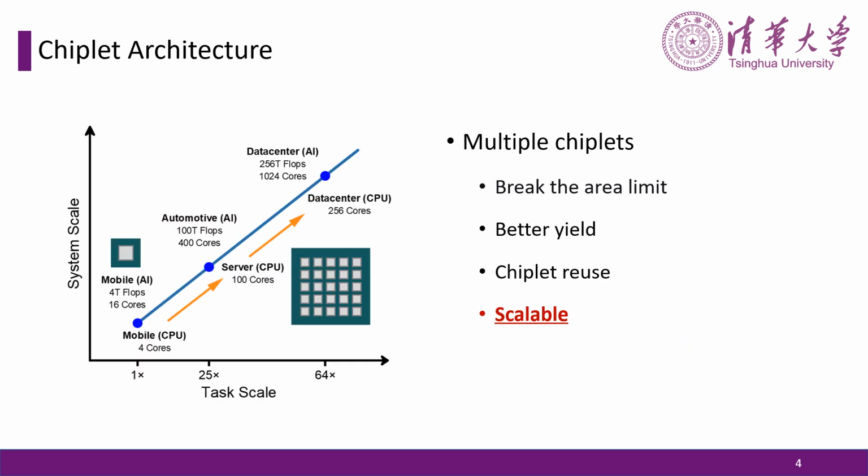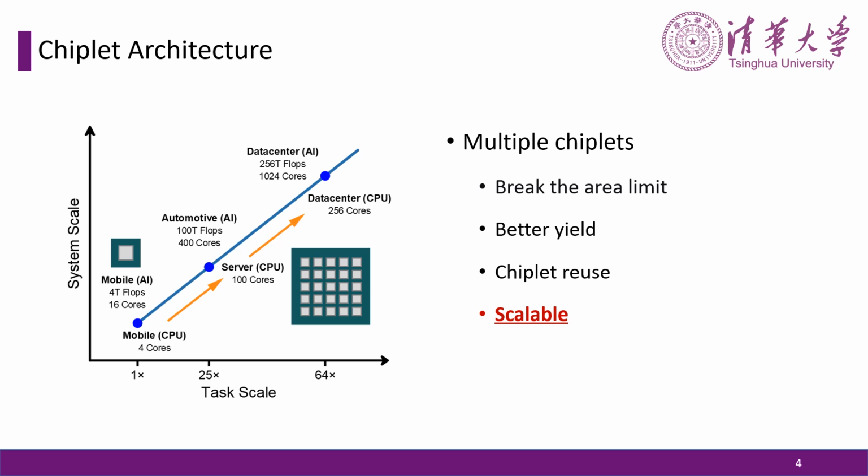Chiplet architecture emerged with the maturation of advanced packaging technology. It is to build systems from multiple small chiplets. There are many advantages. First, it can break the lithographic size limit of a single chip. Then, the design cost and manufacturing yield of small chiplets are much better than that of large chips.